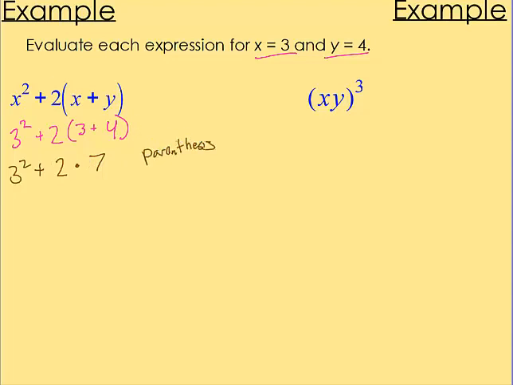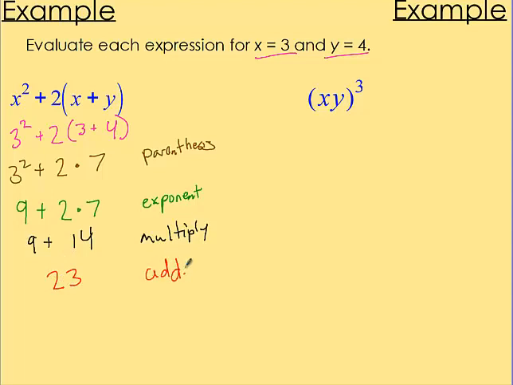The next one, order of operations says exponent, so 3 squared, 3 times 3 is 9, plus 2 times 7. And we did exponent. Your next step, multiply, divide. This dot means multiply, so 2 times 7, that is going to equal 14. So 9 plus 14. We did multiply. And 9 plus 14, the last step we have to do is we have to add, and that adds up to 23. And we added. So there's your answer, 23.